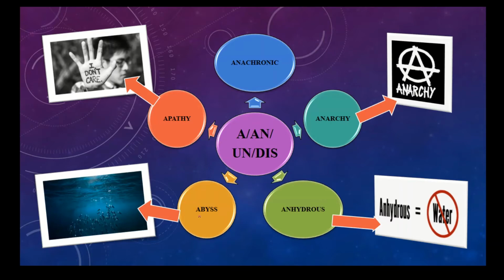Next word is abyss. Okay, this word is abyss. A meaning no, byss meaning bottom. So a very deep place that seems to have no bottom. That is the meaning. See here in this picture, it's an ocean. It's very deep, isn't it? So can we see the bottom of the ocean? Of course no. So that is an example of abyss.